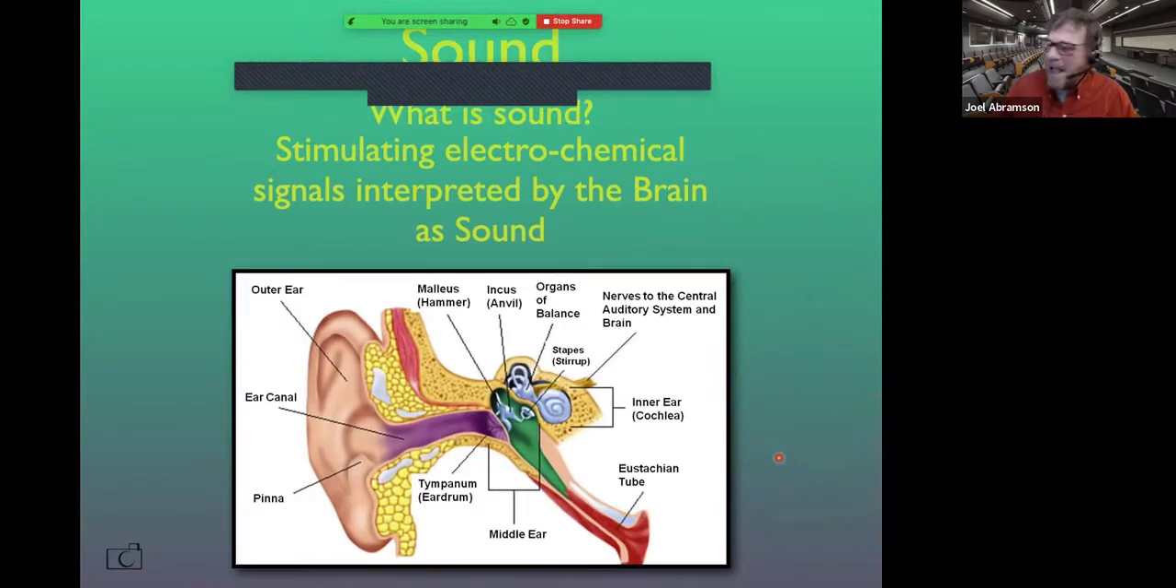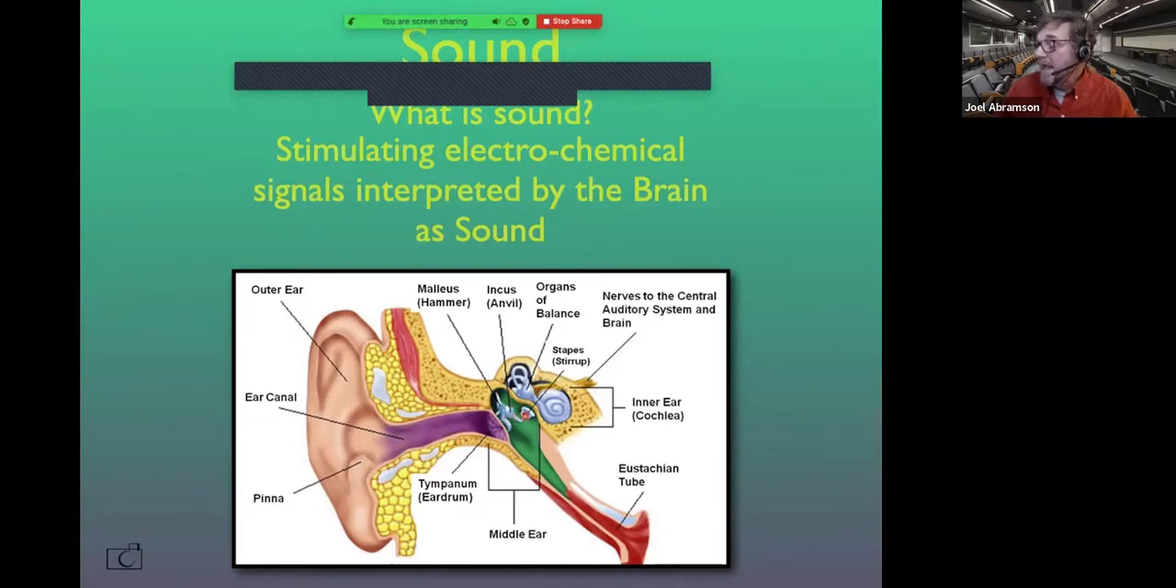So I'm not going to ask you any of the parts of the ear, but I want to show you the ear just to show you the process. The sound waves come in here, they strike the eardrum, and the eardrum vibrates, and that eardrum presses on these three bones in your inner ear. All right, so we've taken this acoustical energy and translated it now into a mechanical energy.